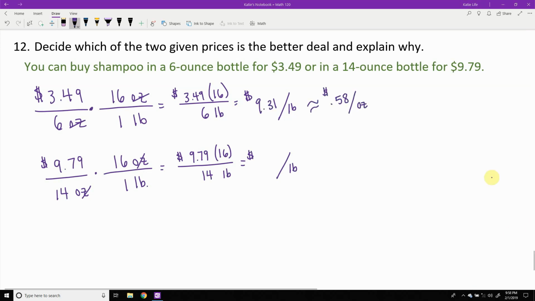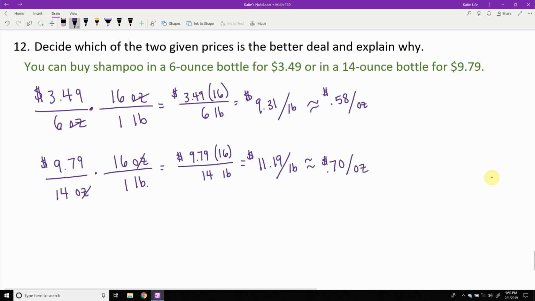So in the first ratio, 3.49 times 16 is 55.84. Divide that by 6. That's about $9.31 per pound, or equivalently about 58 cents per ounce. Now in the second bottle, we're going to do 9.79, multiply that by 16, and then divide by 14. That's going to give us about $11.19 per pound, or equivalently about 70 cents per ounce.